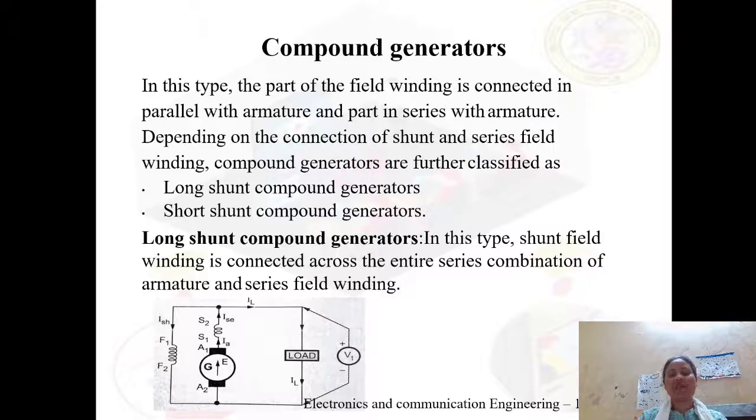self-excited. Separately excited generator in the sense we use a separate external DC supply to pass the current to the field winding, and if we use the armature current itself as a field current, then we call them as a self-excited generator. And further, the self-excited generator can be classified as series, shunt, and then compound generator, depending on how the field windings are connected with the armature.